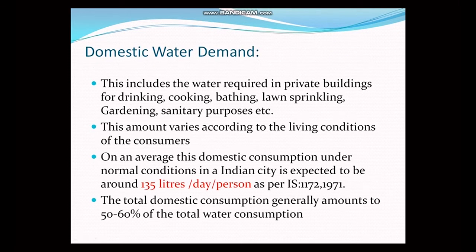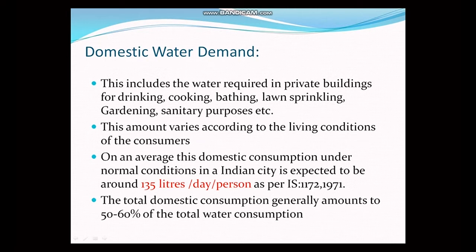The first one is the domestic water demand. This is the amount of water required in private buildings for drinking, cooking, bathing, lawn sprinkling, gardening, sanitary purposes, etc. This amount varies according to the living conditions of the consumers.